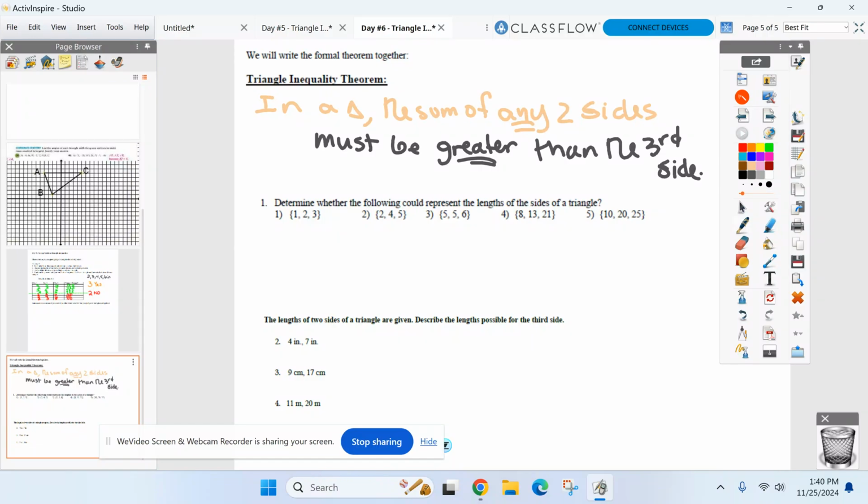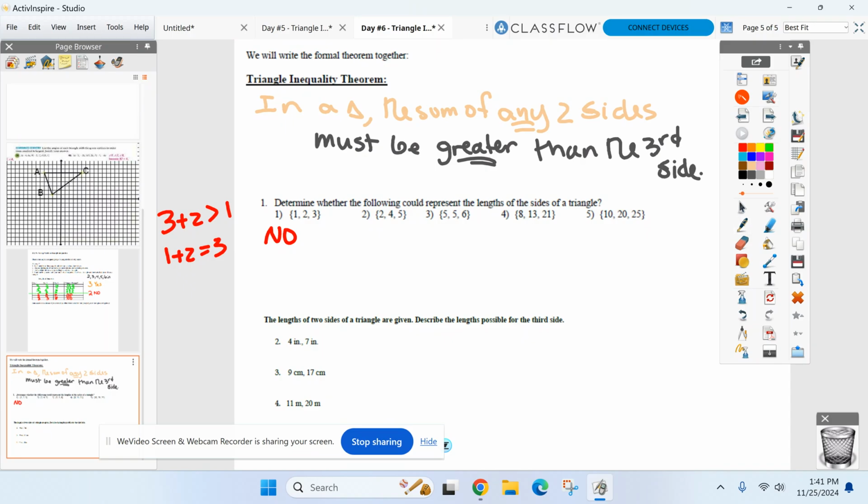No. Why not? I just want to make this clear. I know some of you could argue, well, wait a second, 3 plus 2 is bigger than 1, right? Which is true. But as long as you have one counterexample, it's not a triangle. And what's that counterexample? 1 plus 2 is 3. It's got to be greater than 3. So as long as you can find that one example that doesn't work, it's a no.